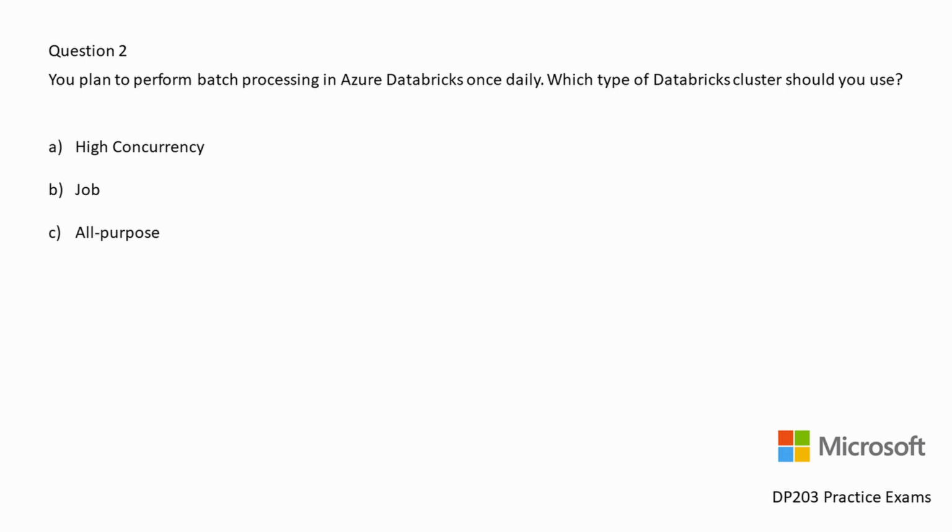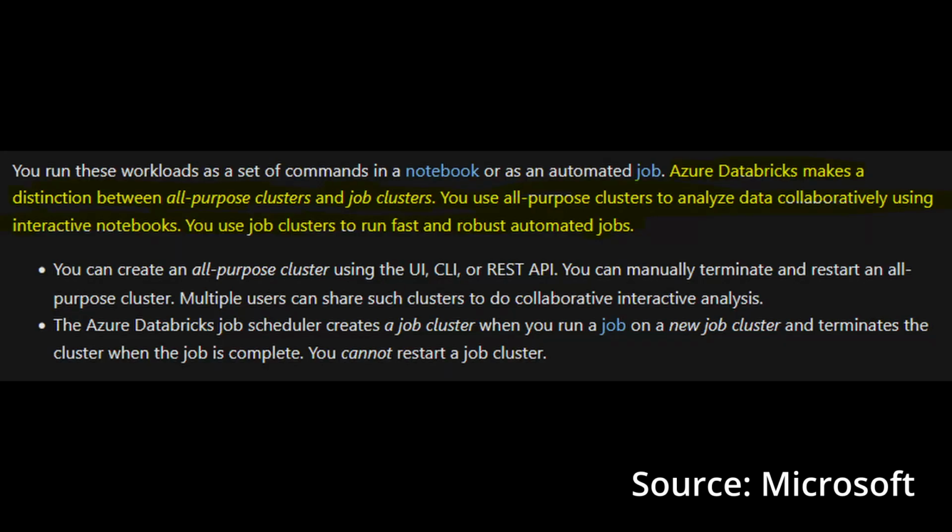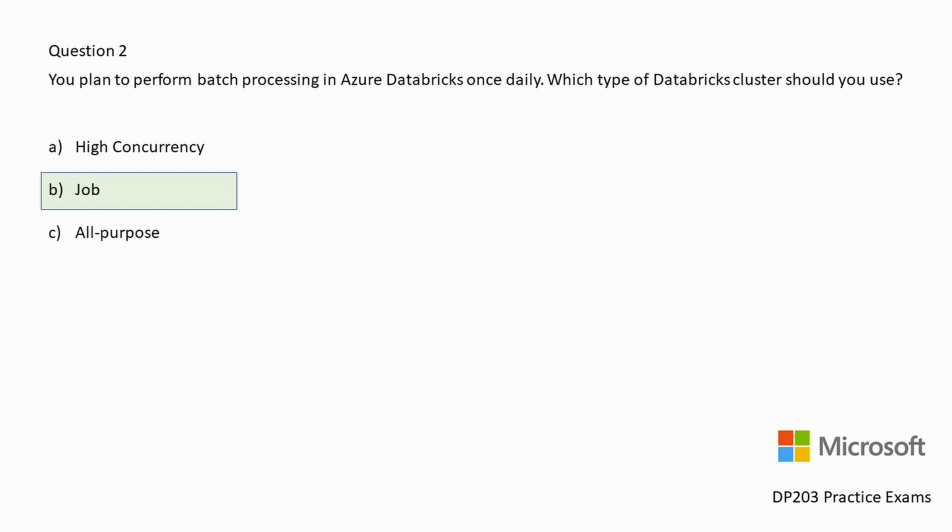Question 2. You plan to perform batch processing in Azure Databricks once daily. Which type of Databricks cluster should you use? A, high concurrency, B, job, C, all-purpose. For cluster types, Azure Databricks makes a distinction between all-purpose clusters and job clusters. We know the answer is one of those two. You use all-purpose clusters when you want to analyze data collaboratively using interactive notebooks. You use job clusters to run fast and robust automated jobs. Since in this question we plan to perform batch processing daily, the correct answer is B, job clusters.